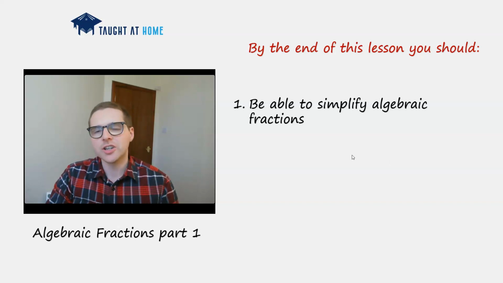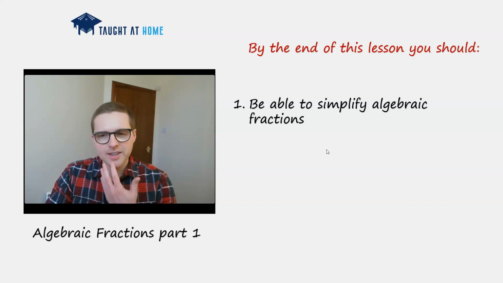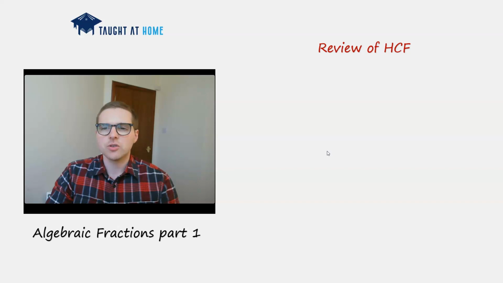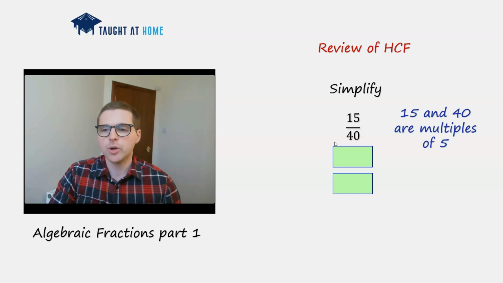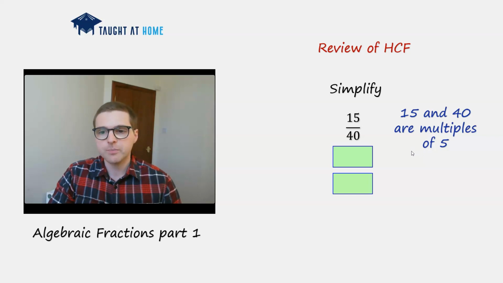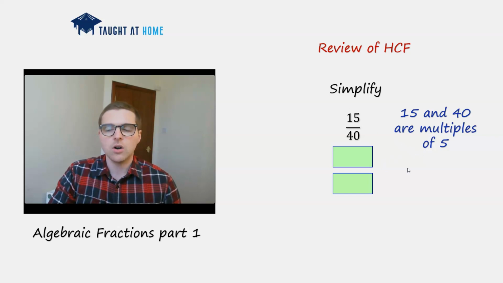So now let's look at algebraic fractions and how to simplify these. So let's have a review of the highest common factor. We're asked to simplify 15 over 40. Well, we know that we want to find the highest common factor of 15 and 40, and we recognise that 15 and 40 are both multiples of 5. Because they're both multiples of 5, we can factor these out of the numerator and denominator.